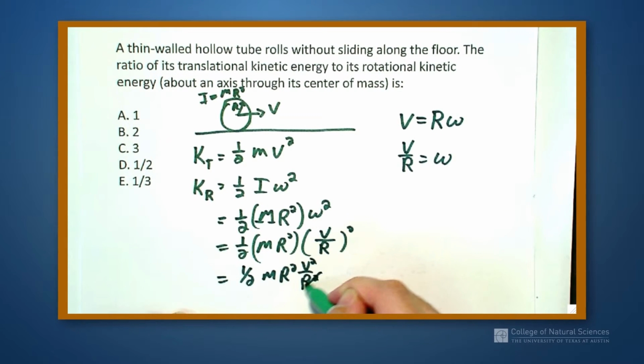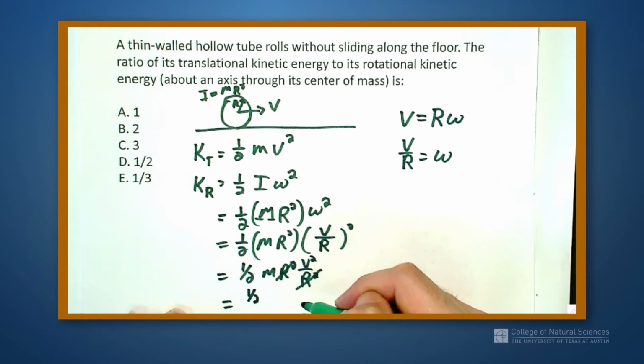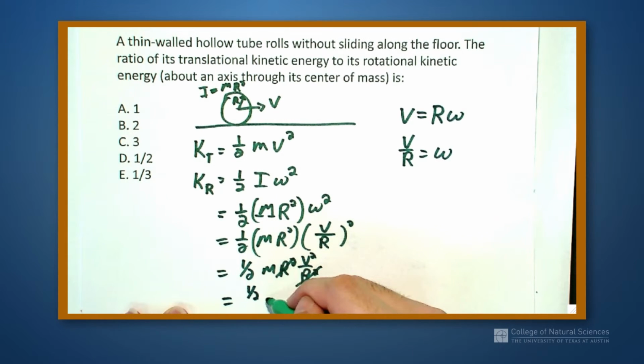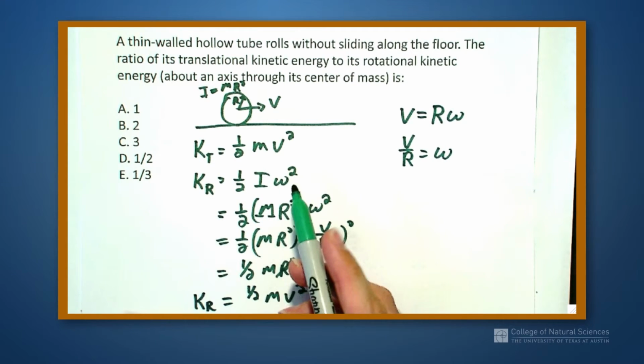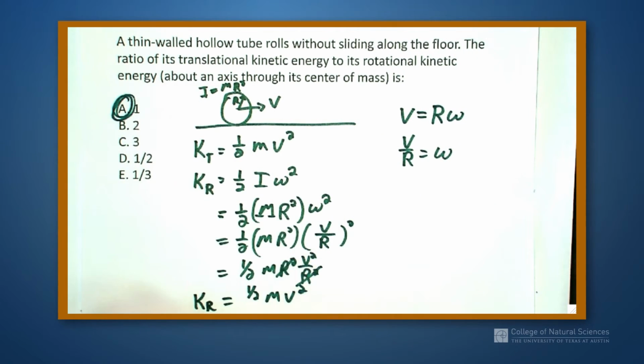An r squared will cancel with an r squared, and I will get, at the very end, 1/2 mv squared. So my rotational kinetic energy is 1/2 mv squared, and my translational kinetic energy was 1/2 mv squared. So I get a value of 1. The ratio between the two is 1.